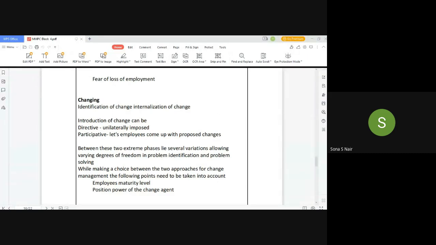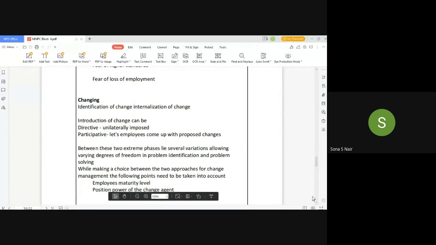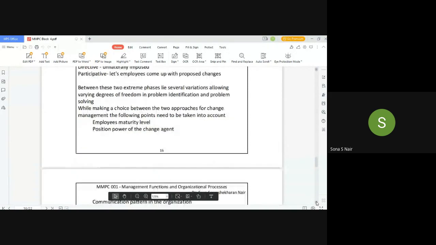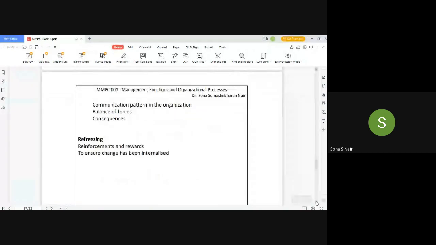Once this change has taken place, computers have been brought in, people have been trained, some people needed to be directed, some people were already ready to change, and people have started using those computers, you cannot just leave them now. What will happen is, if you don't give them rewards and reinforcements, the change will not be internalized.